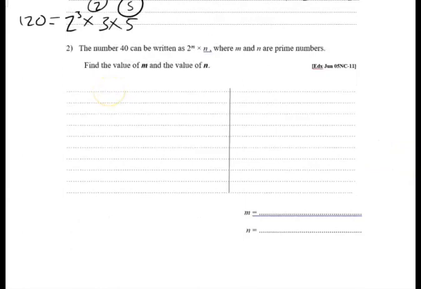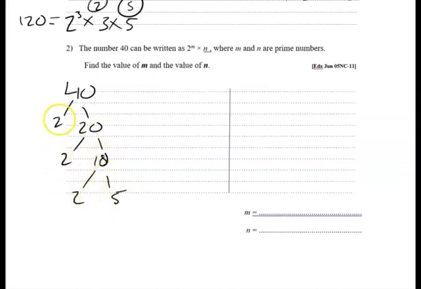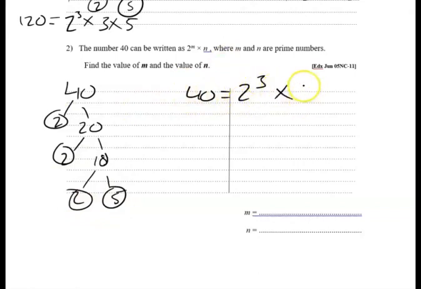So this question is saying that 40 can be written as 2 to the power of m times n. Now that simply means write 40 as a product of its primes. So 40 can be broken down into 2 and 20, 2 and 10, 2 and 5. 2, 2, 2 are prime numbers, 5 is also a prime. So 40 will equal 2 cubed times 5.